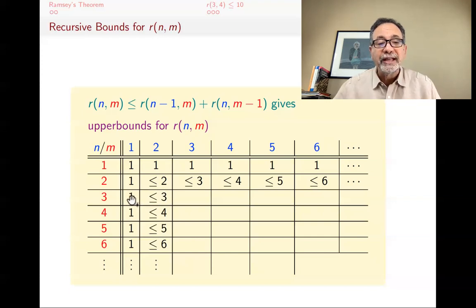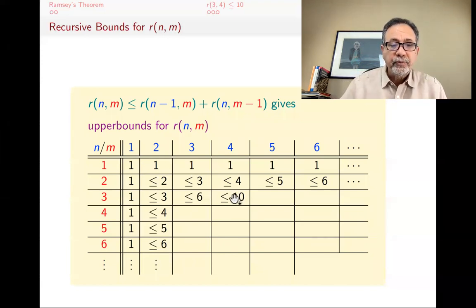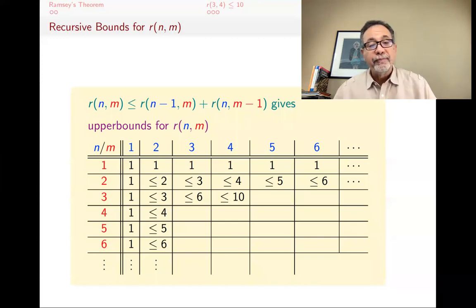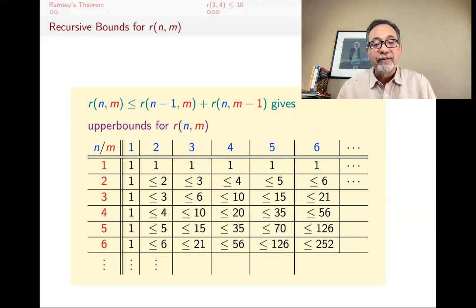So R32 is going to be less than or equal to R31 plus R22, so 1 plus 2 is 3. Then 1 plus 3 is 4, 1 plus 4 is 5, 1 plus 5 is 6. Then I go to R33, and R33 is going to be less than or equal to R32 plus R23, 3 plus 3, which gives me 6. And you can then continue that row, for example R43 is going to be less than or equal to R33 plus R42. If you add those up, you get 10. You can then continue like that all along that row, and then you just keep going down and filling up more rows, and you can go as far as you want. And so these will be bounds for the Ramsey numbers, all the Ramsey numbers.